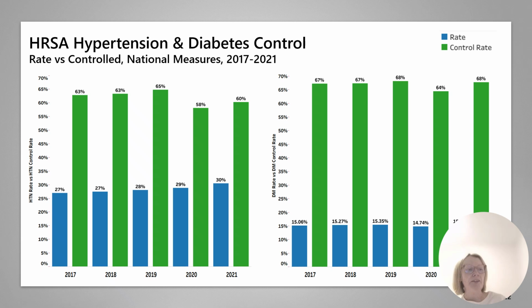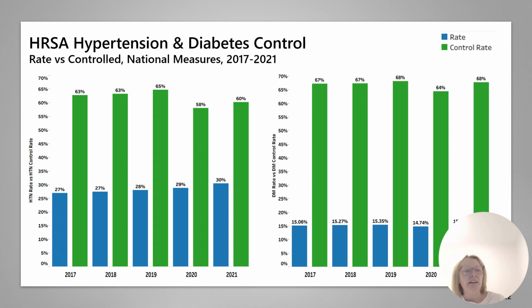Controlled diabetes remained the same during 2017 and 2018 at 67% and rose slightly to 68% in 2019. The control rate decreased to 64% in 2020 and increased to 68% in 2021.